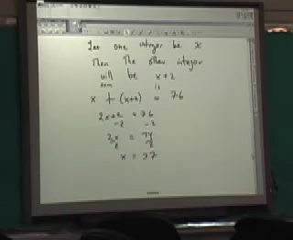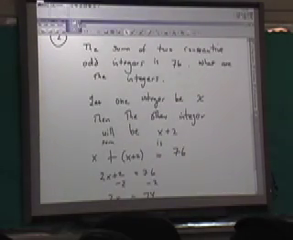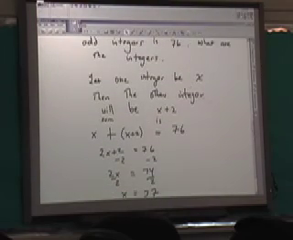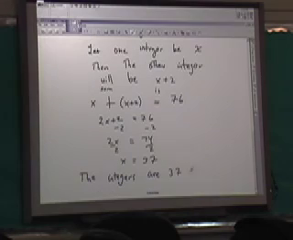Now, what do we do to answer this question? Well, what did this question ask us in the first place? It said, what are the integers? So, we just found that one integer would be x, and that x equals 37. So, our answer is 37 and 39. How do you get 39 again? Because they are consecutive odd integers. And consecutive means one after the other.